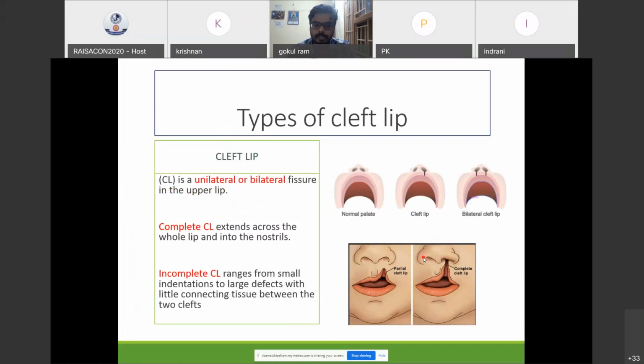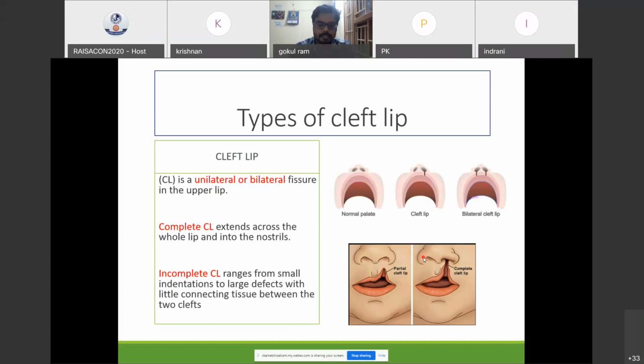Cleft palate can be... Dr. Gokul, listen to the question. In the exam, you are supposed to listen to the question. Okay, sir. Very clearly, what are the types of cleft lip? I have not come to cleft palate. Okay, when I ask you about lip, we'll have to say only about lip.